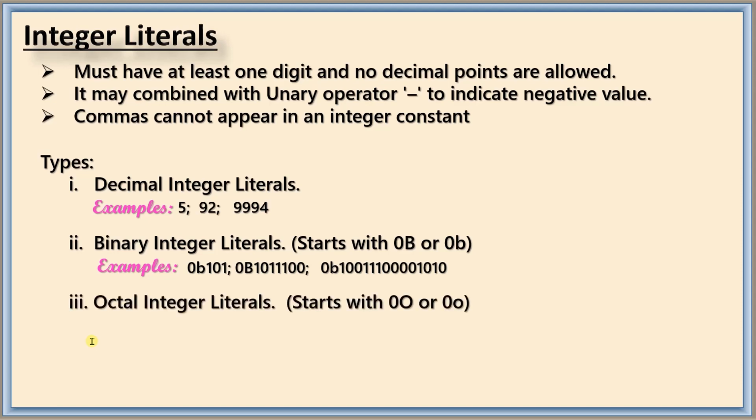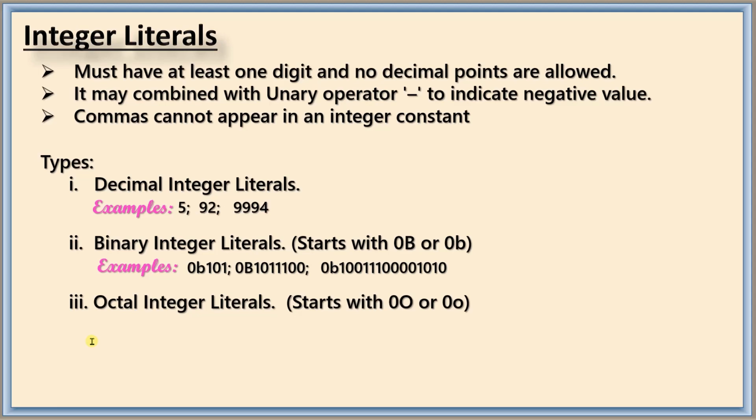Next we are having octal integer literals. Octal integer literals have the numbers or symbols from 0 to 7. So there will be 8 symbols to specify that. Symbol 8 will not be included. Okay, remember 0 to 7 only will be there.